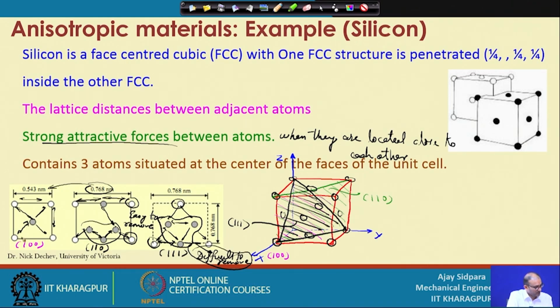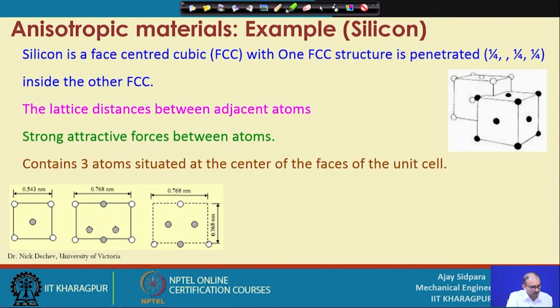So, here this one is the weakest one. Let me remove all these things. So, the 100 is the weakest direction, and this one is the strongest direction. That means it gives more resistance to the material removal mechanism, by etching or by mechanical machining also.